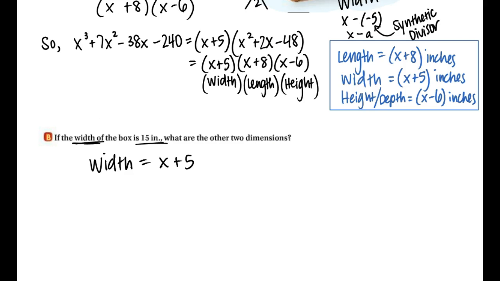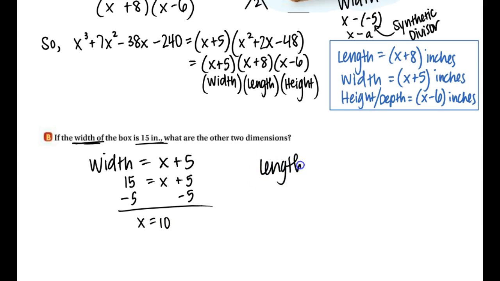In part B, we're told that the width of the box is 15 inches, so we need to determine what the other two dimensions are. Well, if the width is equal to the expression x plus 5, and the width is equal to 15, we can set those two equal to each other. So 15 equals x plus 5. Doing a one step, we subtract 5 from both sides, so we find out that x is equal to 10. Now that we know x equals 10, we can easily find what the length and the height are.